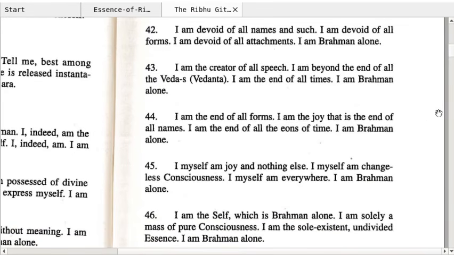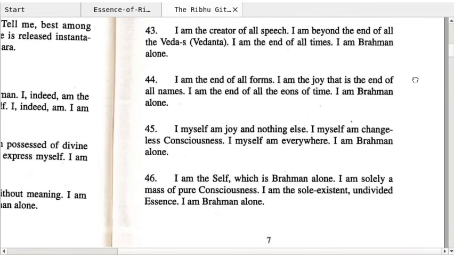So no names, no forms, no attachment. I am the creator of all speech. I am beyond the end of all the Vedas, Vedanta. Yes, whatever is being described in Vedanta and all is just pointing. I am the end of all the times, all times. The time does not exist in me. Or you say that I do not exist in time. That will be a better description.